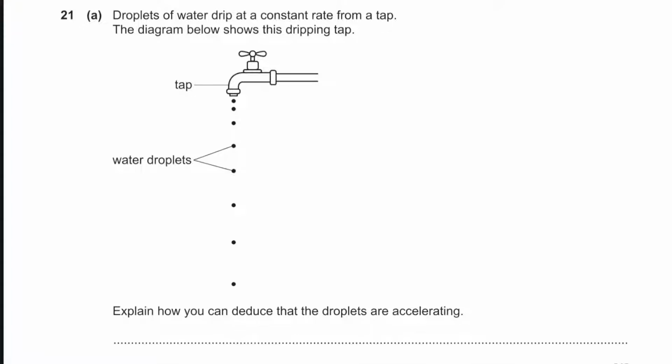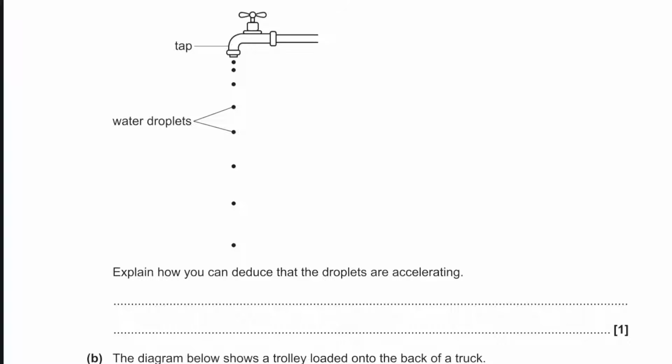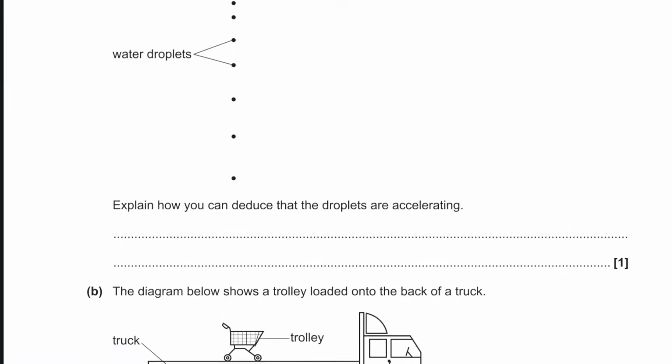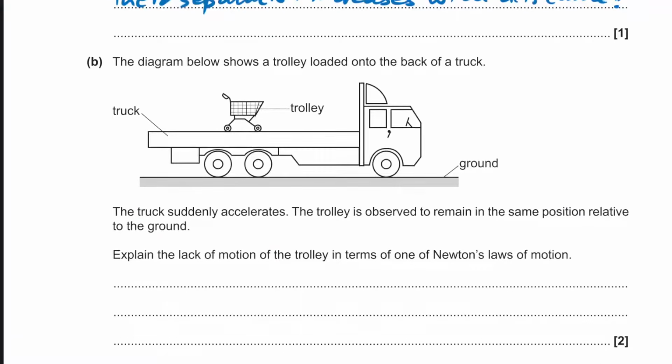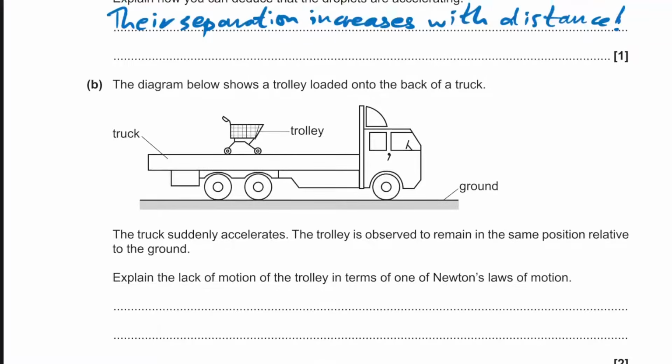21. Droplets of water drip at a constant rate. Explain how you can deduce that the droplets are accelerating. Well, of course, their separation increases with distance. What a weird question. B. The diagram below shows a trolley loaded onto the back of a truck. That's so weird. The truck suddenly accelerates, so like that.